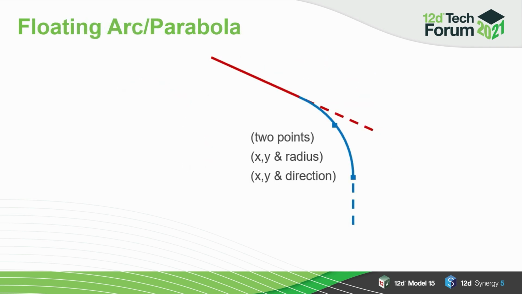Then we come to a floating arc. For this element part, we rely on having another element part on one side of it to run off. And we need 2 data points. So either 2 points, or a point and a radius, or a point and direction to define the geometry around a curve.